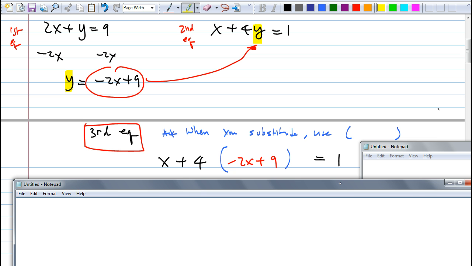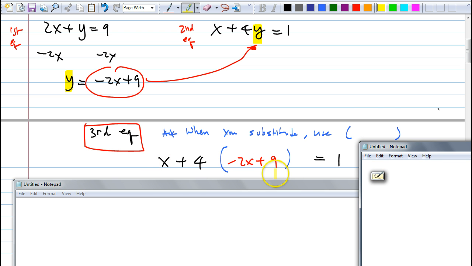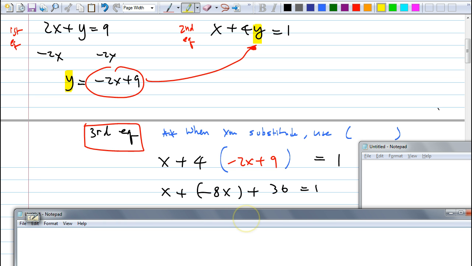Let me give you a hint. How many variables did each of these equations have? 2. Now, how many variables do you have? 1. And do you know how to solve an equation with 1 variable? Yeah. We've done this many times, right? Like an intro. So we distribute the 4, and you simply get an equation with 1 variable you know how to solve.